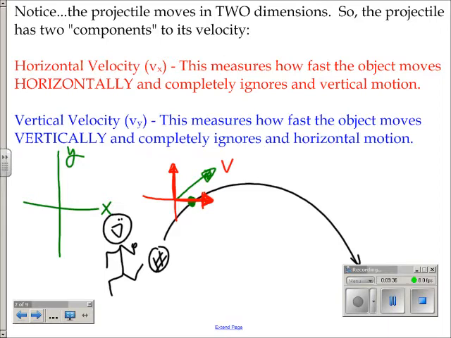There's the horizontal velocity, which is, oh shoot, I should have done this in colors. So this bottom one down here is our horizontal velocity. Remember, horizontal means this way. So the horizontal velocity measures how fast the object is moving horizontally and completely ignores the vertical motion. It's kind of like if the sun was directly overhead and you watched the shadow moving across the ground. How fast the shadow is moving is your horizontal velocity.